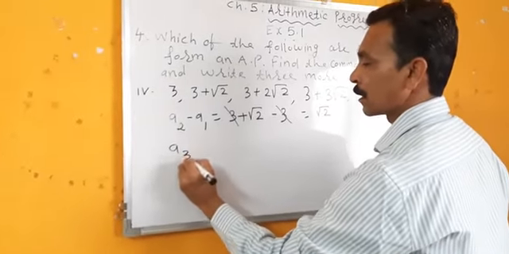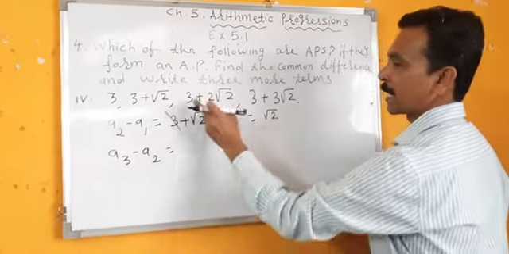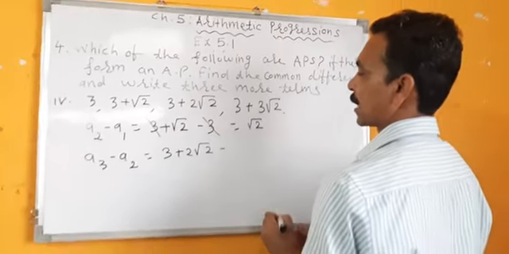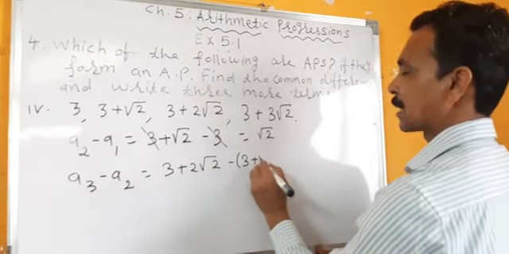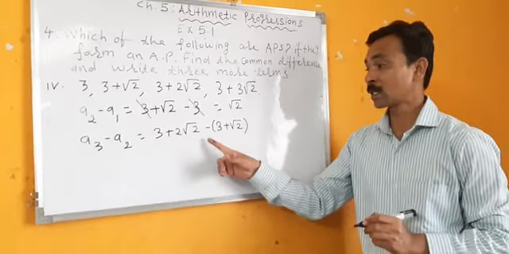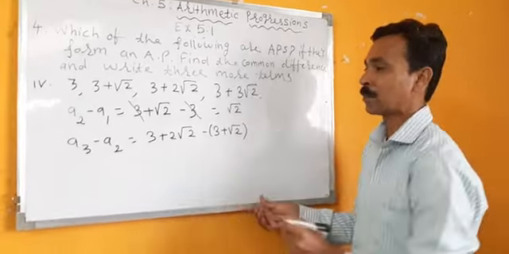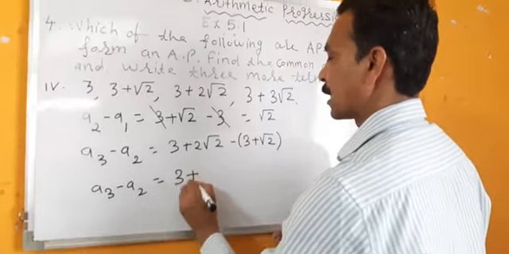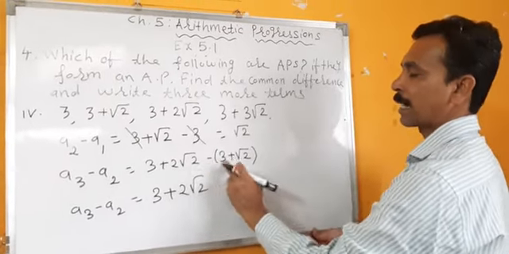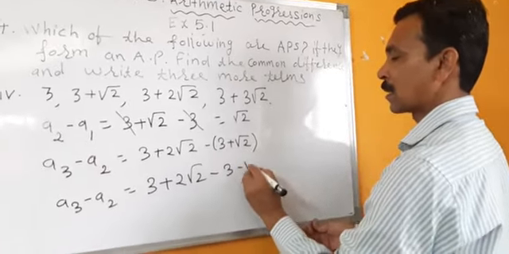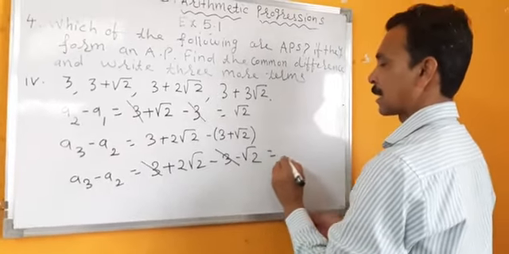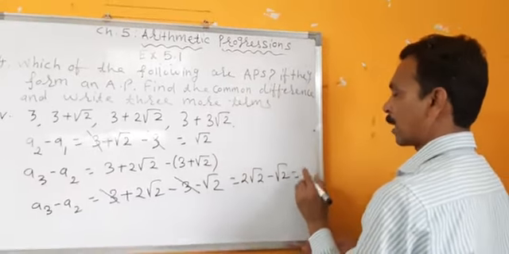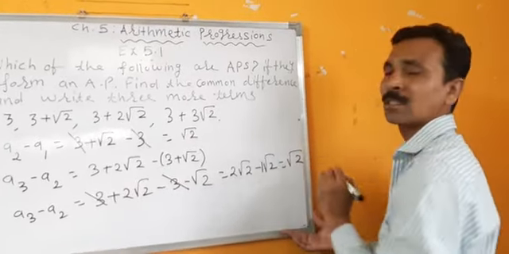Now I will take a3 minus a2. What is a3? 3 plus 2 root 2, right? Minus, what is a2? 3 plus root 2. Take in bracket because there is a minus sign. Open the bracket. Minus into plus is minus, minus into plus is minus. 3 and minus 3 get cancelled. What is left? 2 root 2 and this is minus root 2. What is 2 root 2 minus root 2? Root 2, because root 2 means 1 root 2.